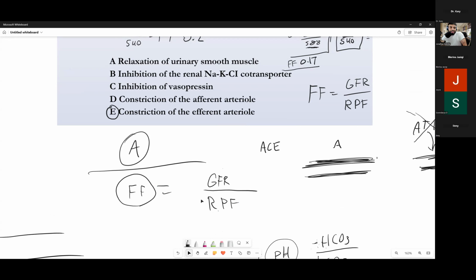So guess what would also be limited? The GFR. You see? So we're back to where we were thinking from the beginning: constriction of the efferent. Now, what drug is that? That's the question. So what is going to cause constriction of the efferent?